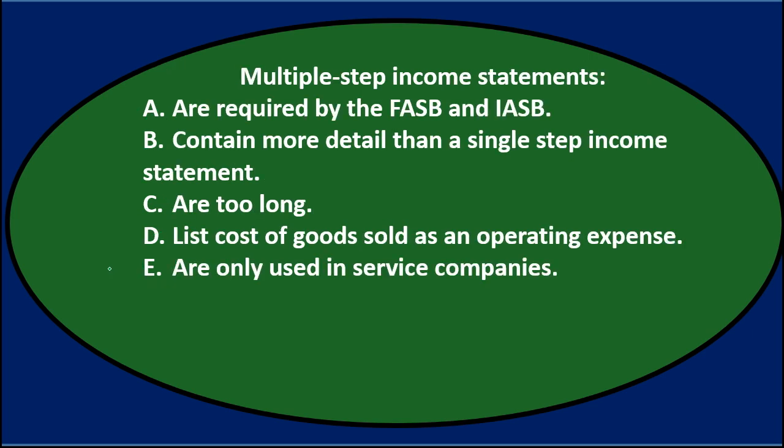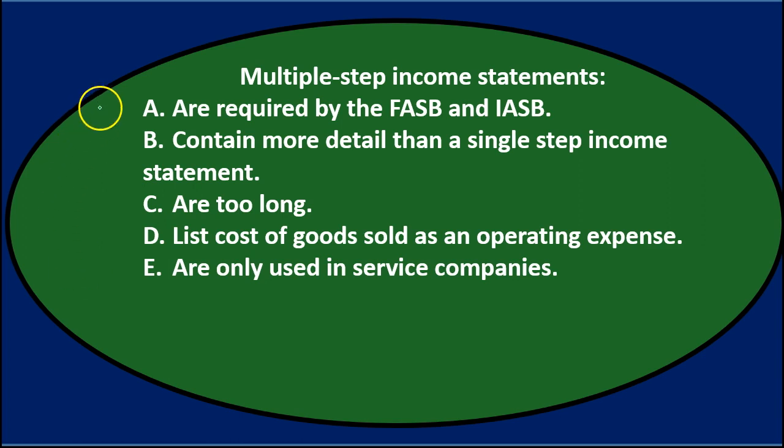Multi-step income statements: A, are required by the FASB and IASB. B, contain more detail than a single-step income statement. C, are too long. D, list cost of goods sold as an operating expense. Or E, are only used in service companies.